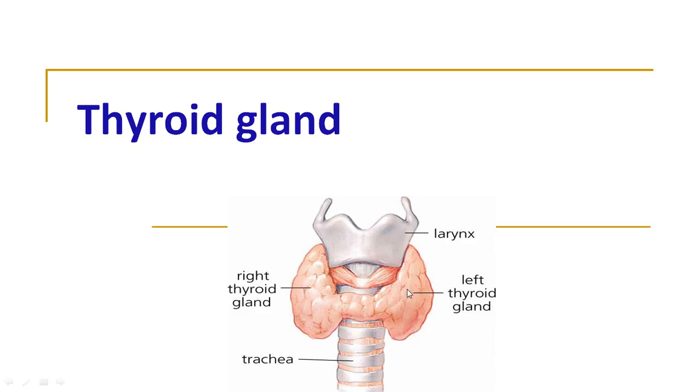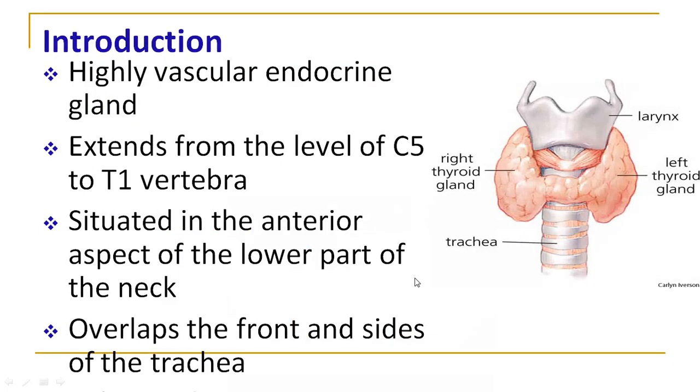So here we can see the thyroid gland, butterfly shaped gland. It is shielding the trachea. It's covering the second, third and fourth tracheal ring. This bridge is called the isthmus, and these are the two lateral lobes. So that is the introduction to the thyroid gland.